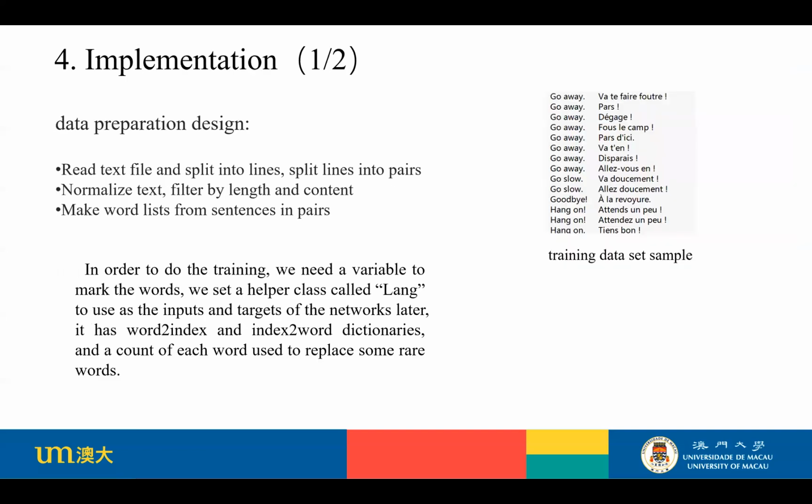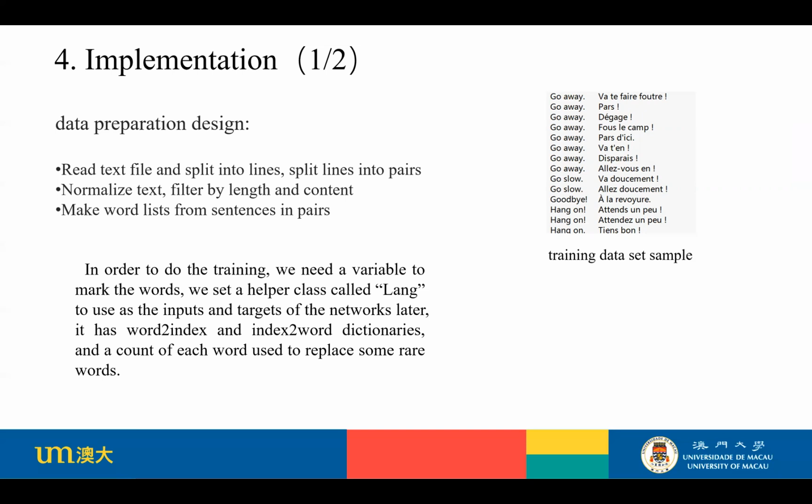Then it comes to the implementation part. First, the data representation design. We read the text file and split it into lines, and split the lines into pairs. Then we normalize the text and filter by length and content. Finally, we make word lists from the sentence pairs.